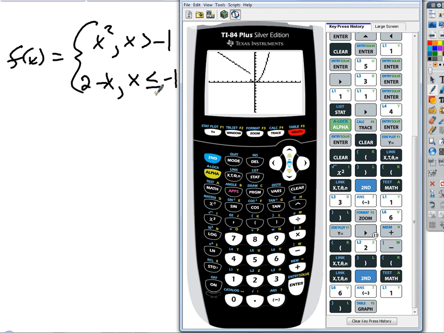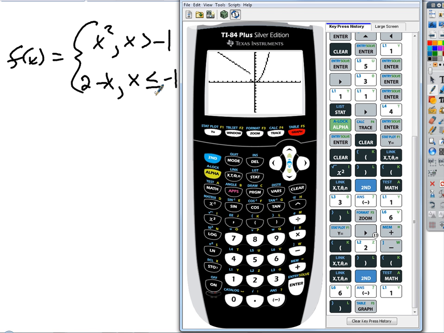Any ideas how I could know which endpoint is open and which is closed? What do you think, Trent? The more greater, lesser greater values. True, but how can you tell? Julie, did you have an idea how you could tell? Okay, you know it based on the function, that's true.